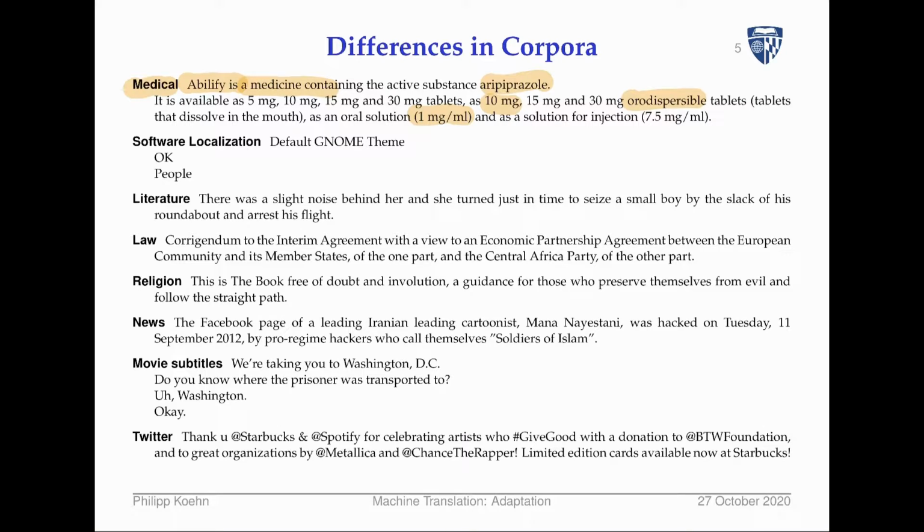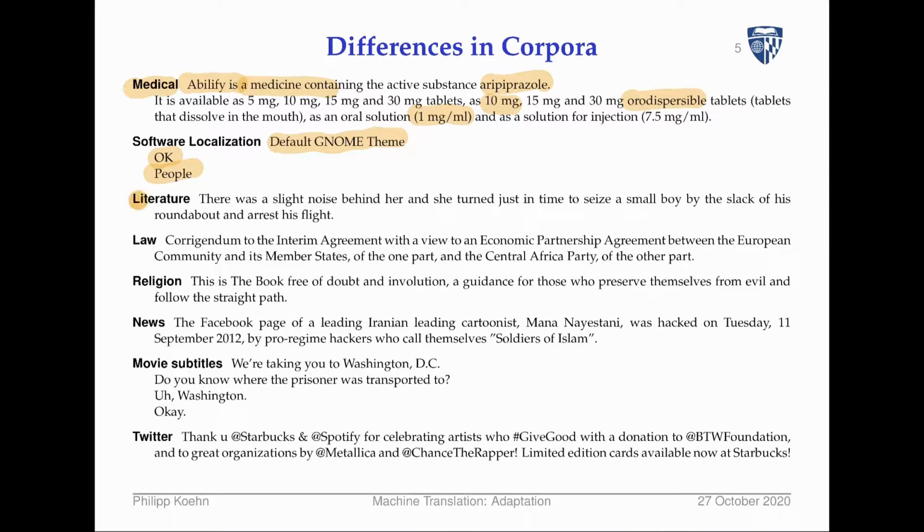Then you have software localization. This is to a large degree what is actually shown to a user in a user interface. So it has short things like default GNOME theme, OK, people. Think about all the things you encounter when you view an application. There are obviously many short text snippets that show up in menu lists and so on, and there's different options.